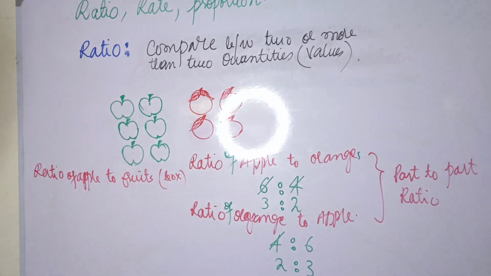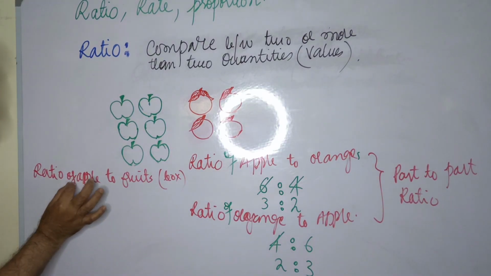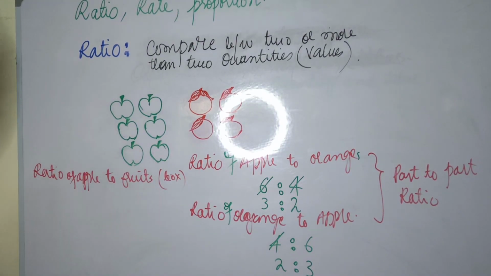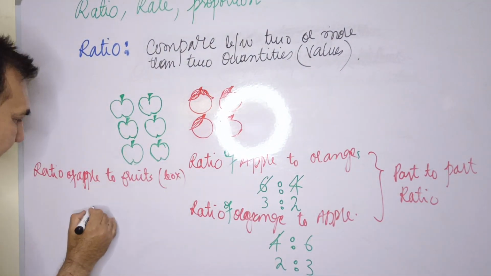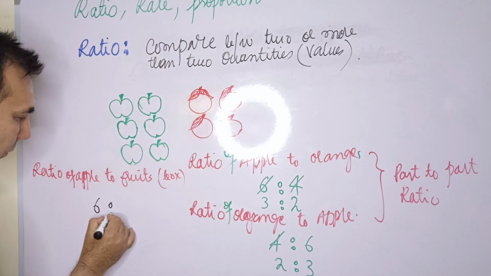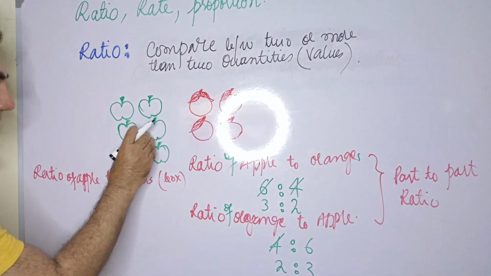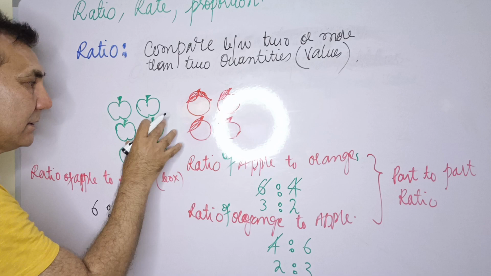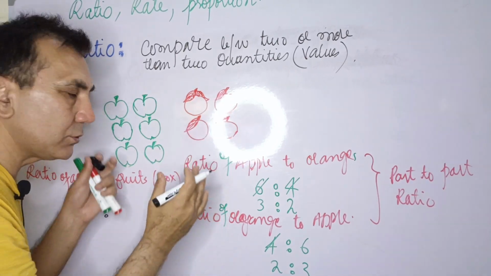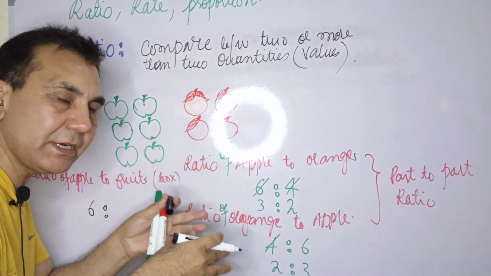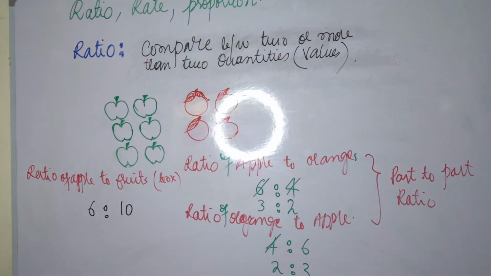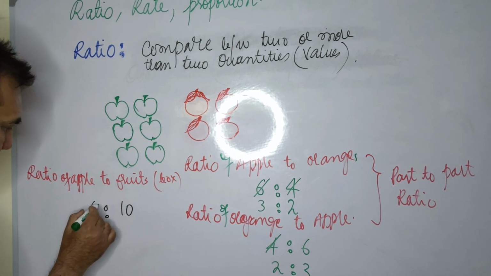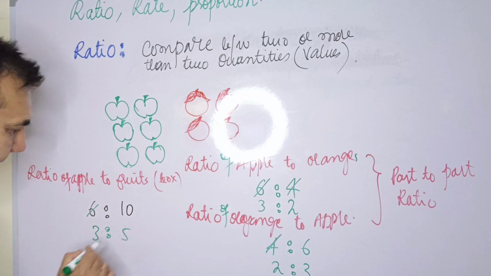right? Now if I ask what is the ratio of the apples to the whole fruit basket, how many apples are in the fruit basket? 6. Now how many fruits? There are 6 apples and 4 oranges, so the total number of fruits in the basket is 10. Okay, now again we divide by 2, and it comes up as 3 to 5.